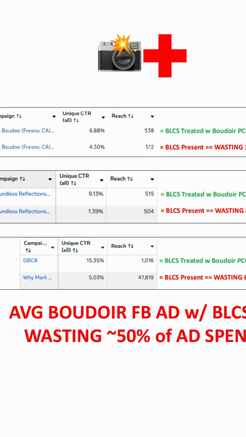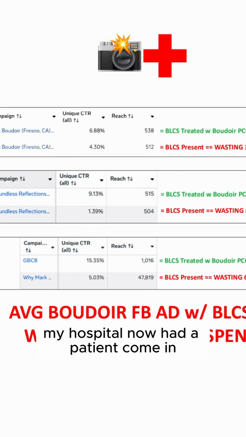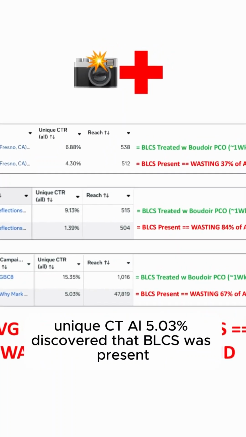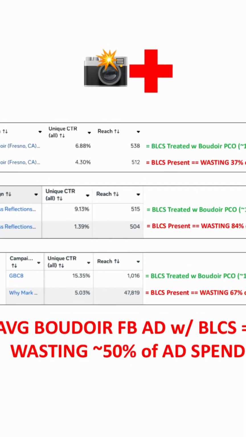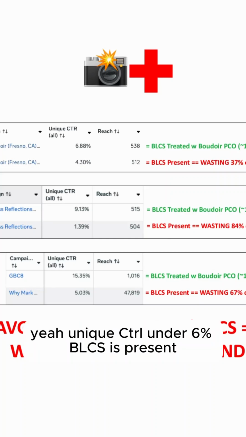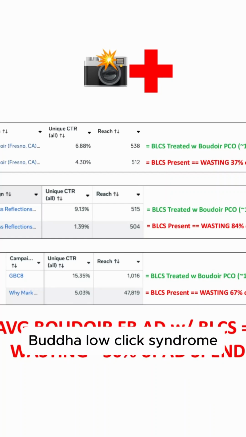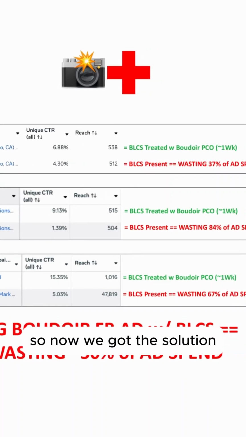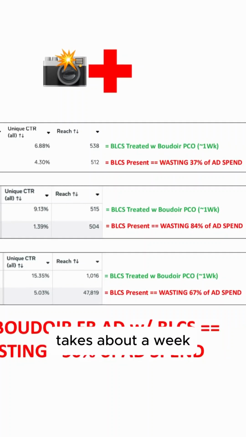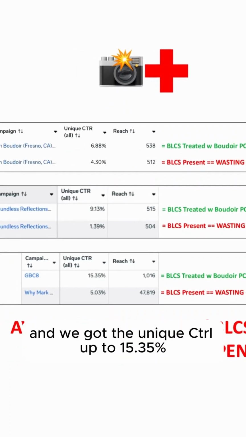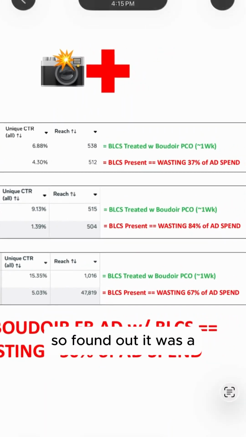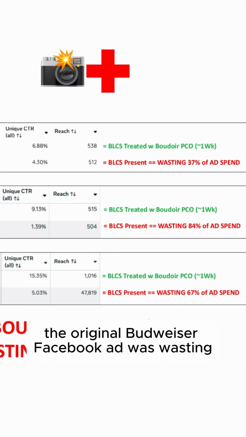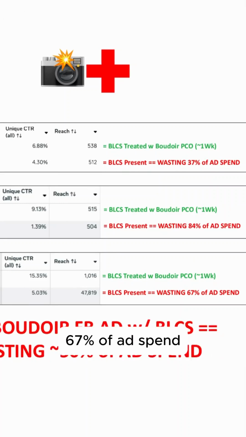Finally, my hospital now had a patient come in, unique CTR 5.03%, discovered that BLCS was present. Unique CTR under 6%, BLCS is present, Boudoir click syndrome. So now we've got the solution. We can treat it with Boudoir Pico, takes about a week. And we got the unique CTR up to 15.35%. So we found out the original Boudoir Facebook ad was wasting 67% of ad spend.